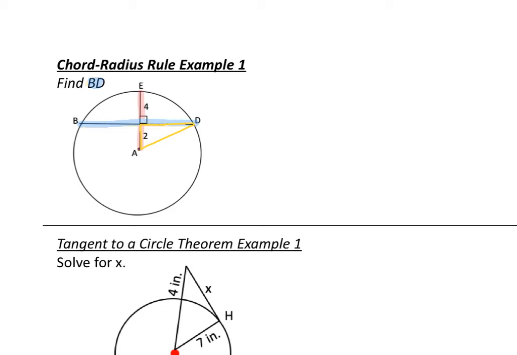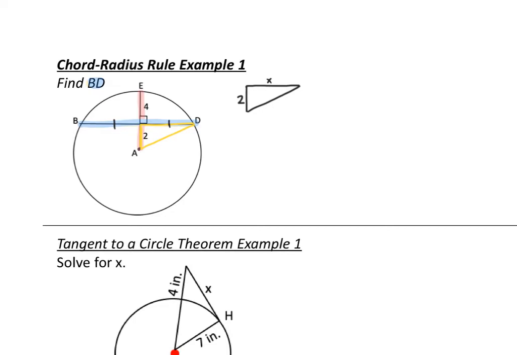Okay, so here's what we know about our right triangle. We know that this side length is 2, so I'm going to redraw my right triangle. I know that this side is 2. I know that in my original diagram, this segment and this segment are congruent because of the chord radius rule. So that means if I could solve for this segment, I could just double that to get the length of BD. So this is a segment I'm solving for, so I'm just going to call that X.